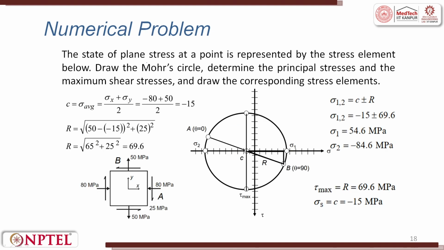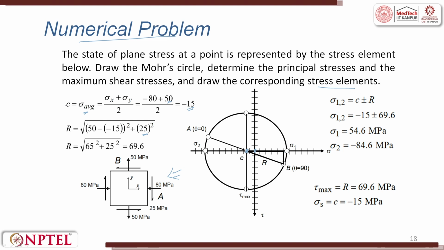If there is an angle of theta which is inclined, correspondingly the maximum shear stress can be figured out. Now, let us try to solve a numerical problem using the concepts we have gone through. The state of plane stress at a given point is represented by the stress element below. Draw the Mohr circle diagram, determine the principal stresses and the maximum shear stress, and also draw the corresponding stress elements.